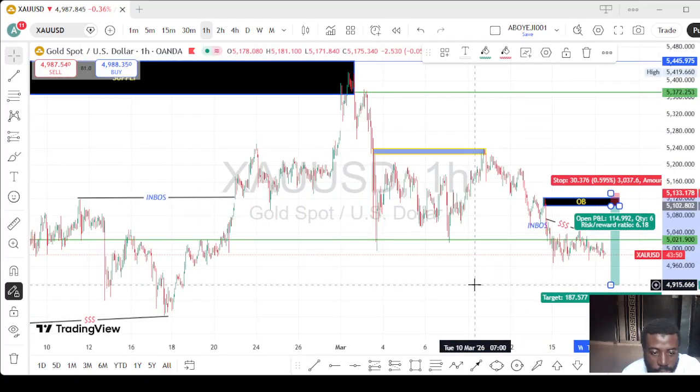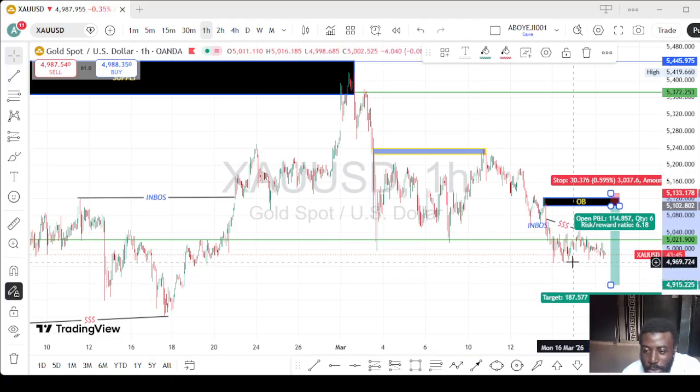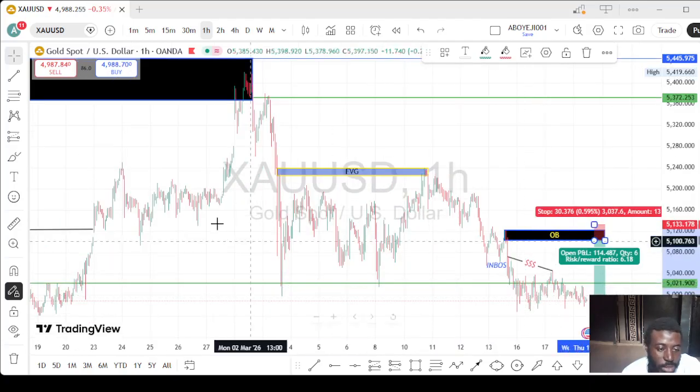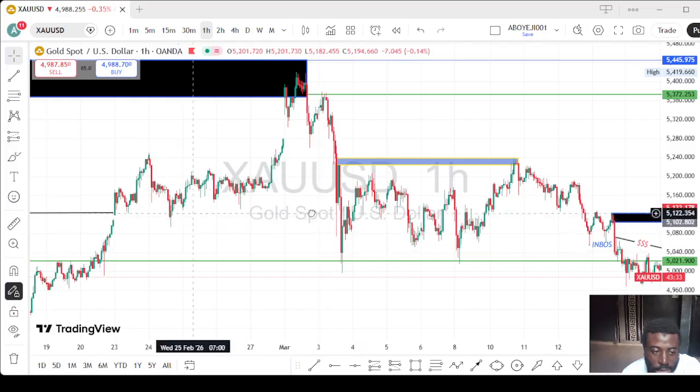But what is happening here? There's opportunity here. The market may sweep this liquidity down before continuing the uptrend, or sweep the liquidity up before continuing the downtrend. Either of the two, let's just stay patient and see what the market has for us.